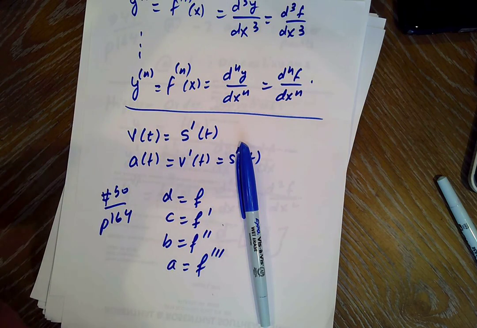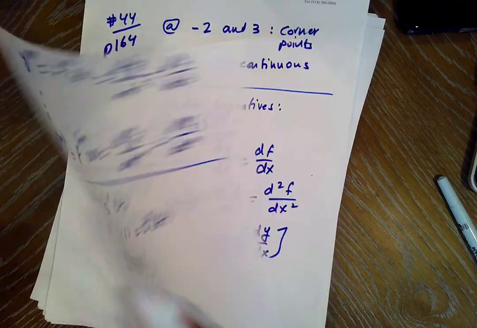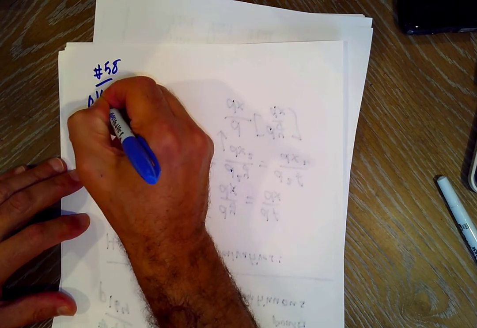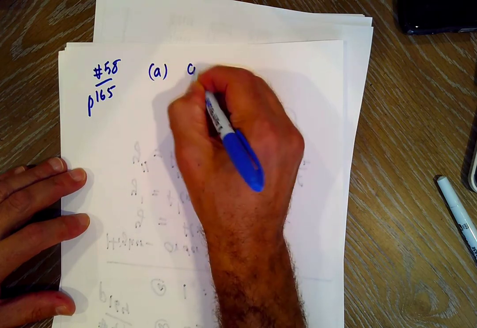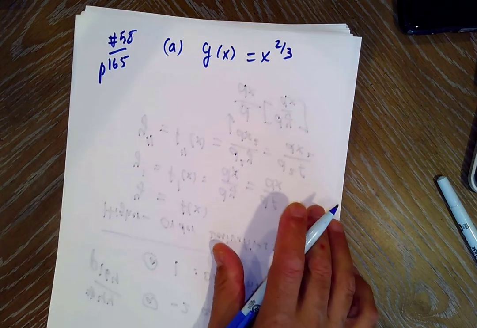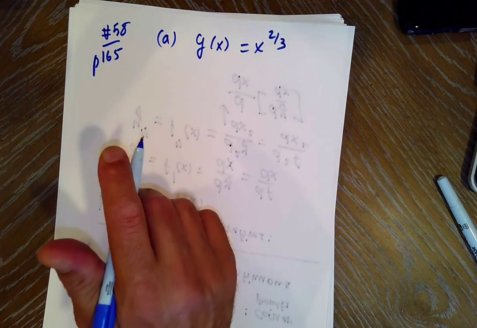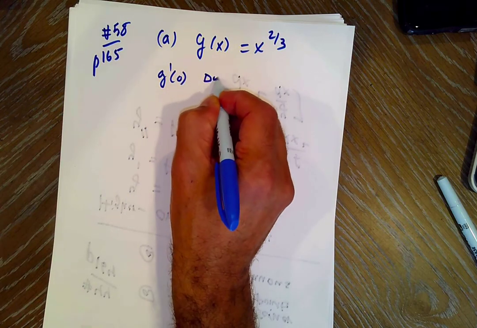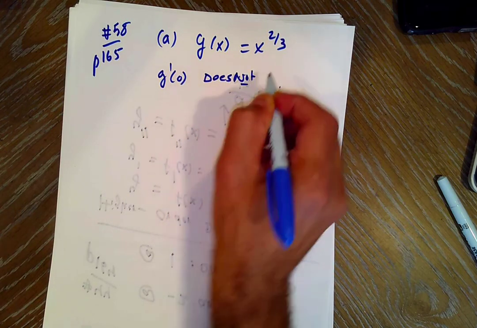I want to do one more. 58 on page 165. From page 165, we're given g of x equals x to the 2/3. Show that g prime of 0 does not exist.